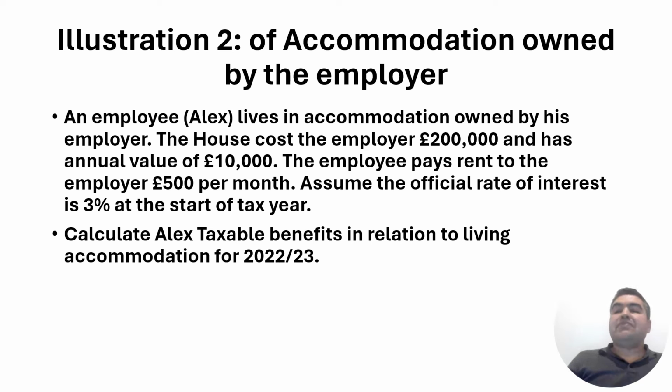Now remember, as we said, the accommodation is owned by the employer. So there are two elements. One is annual value. The other one is because the value of the property is more than 75,000. Remember, if the examiner states that the house cost the employer 200,000 and before providing it to the employee, the employer spent another 100,000 on top, you need to add that amount to the cost.